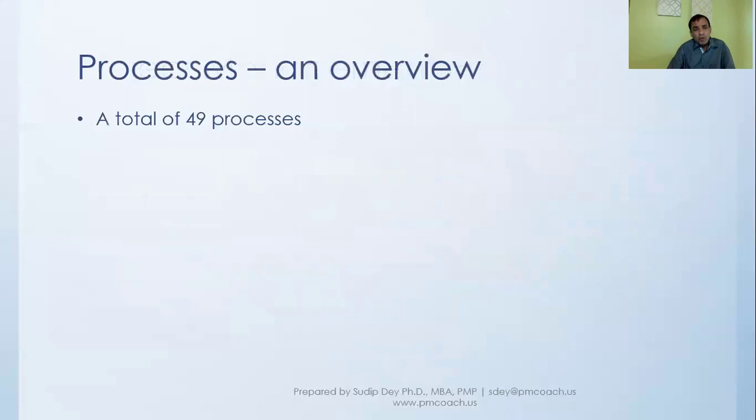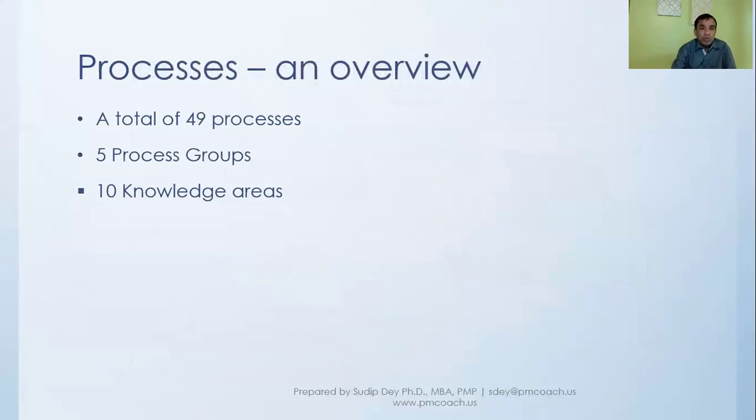Now, when we say 49 processes, it doesn't mean that all our projects will have to use all these 49 processes. It is not necessary that all 49 processes have to be used. We'll tailor it according to a project, according to the organization, according to how the project is structured and so on. So it should be tailored to your project. These 49 processes are grouped into 5 process groups and 10 knowledge areas. We'll look at that in more detail.